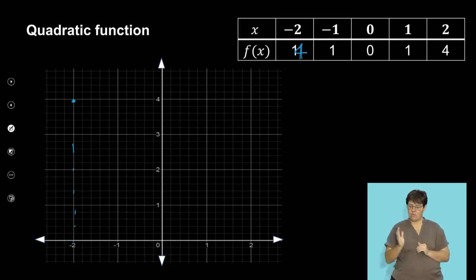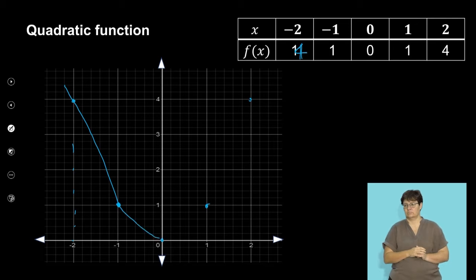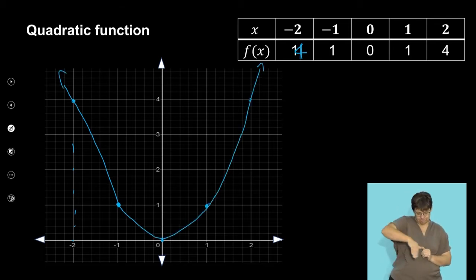And then minus 1, you move 1 unit up. It will land you at that point. 0 with 0, 1 with a positive 1, 2 with a positive 4. And then you just join these points like this, right? So you just join them, and then it will give you a curve like that, right?